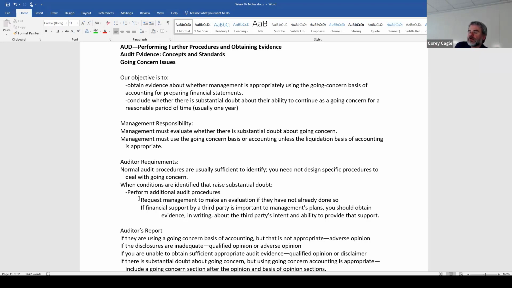And then we want to conclude whether there's substantial doubt about their ability to continue as a going concern. So that's our responsibility. Management has to evaluate the same thing and do their financial statements accordingly, right? They have to determine if there's substantial doubt, and then they have to either decide to use a going concern basis that we're all familiar with. We don't usually call it that, but it's just normal accounting, or a liquidation basis of accounting where everything's going to be dealt with way differently.